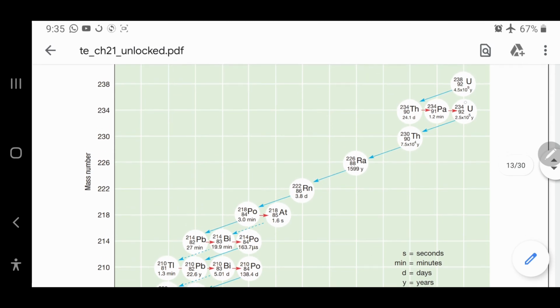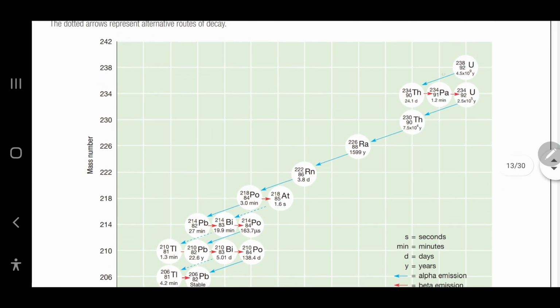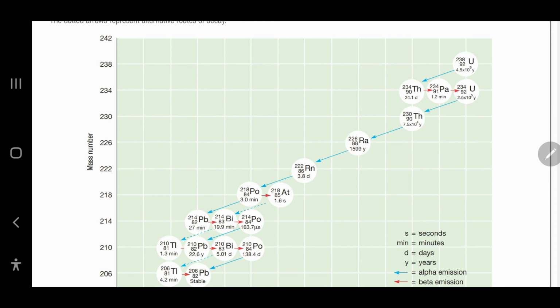Now, why do we have some blue arrows and red arrows? As you can see here, the blue arrows reflect alpha emission, while the red ones represent beta emission. So we have to know here that when uranium is converted to thorium, this process will include what? Emission of alpha particles, or helium 2, 4. Then thorium goes through transmutation to palladium and uranium, two steps together, with emission of beta particles. So emission of electrons.